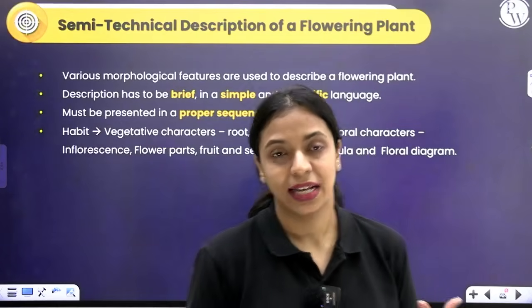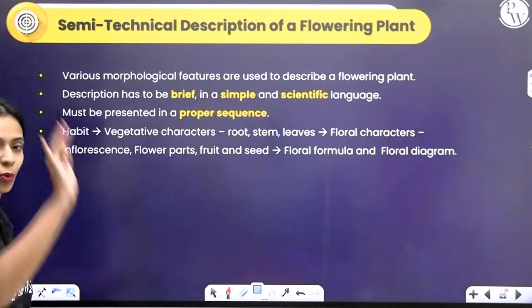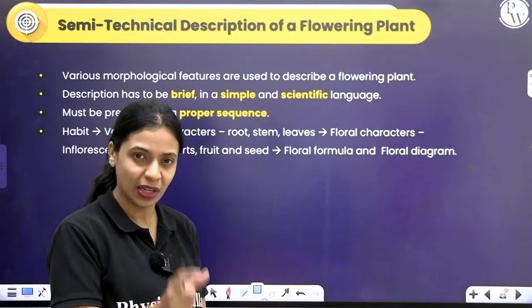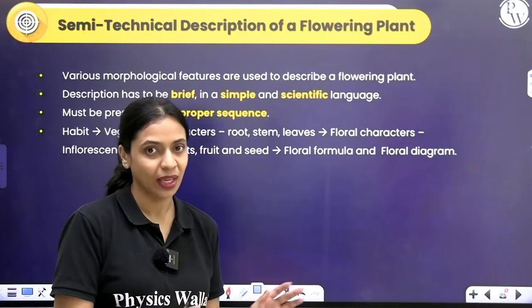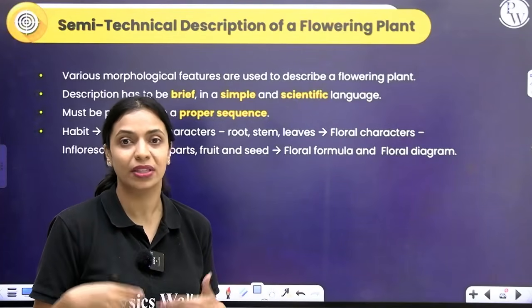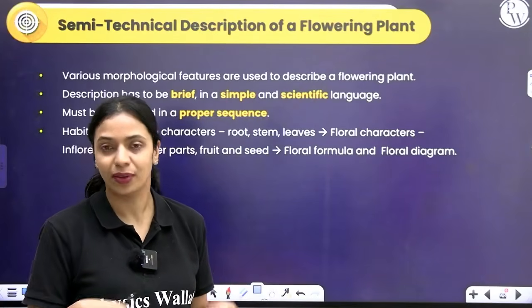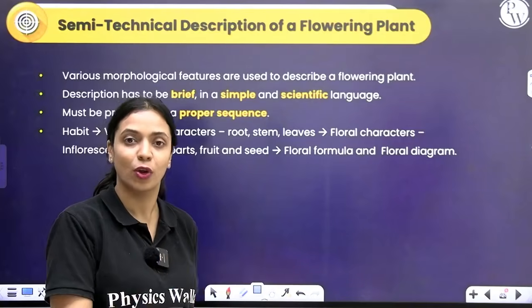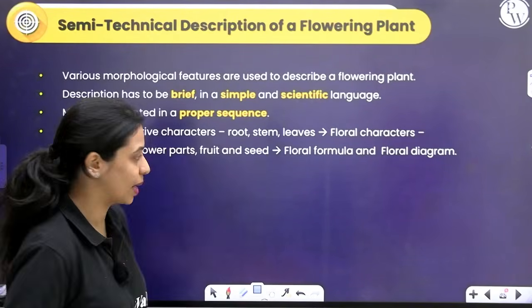So in a semi-technical description of a flowering plant, what do we consider? Basically, we describe all of the morphological features very briefly, not in paragraphs, very briefly using small terms and in a particular order, in an orderly manner. We always start with the habit. Is it a herb, shrub or tree? We always start with the root, and in whatever order we've learnt the different parts of a plant, root, stem, leaf, inflorescence, flower, fruit, seed, in the exact same order we will have to describe the plant, okay?